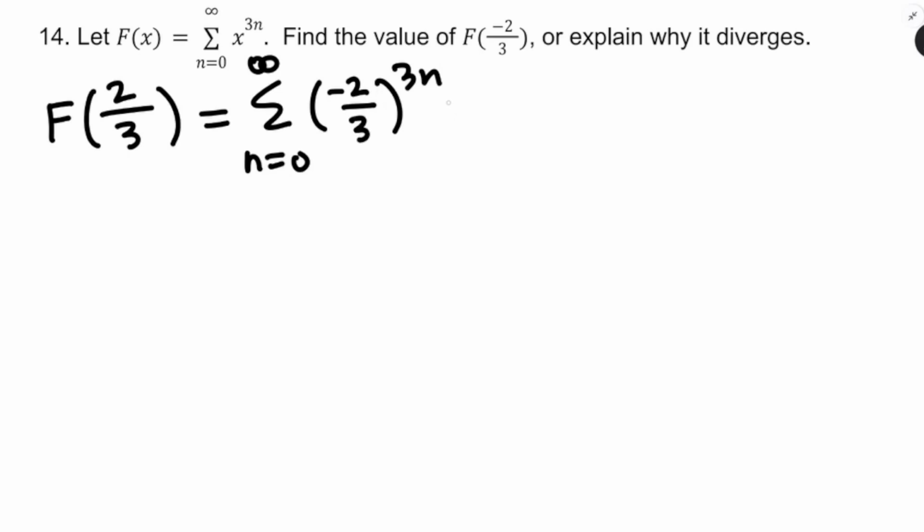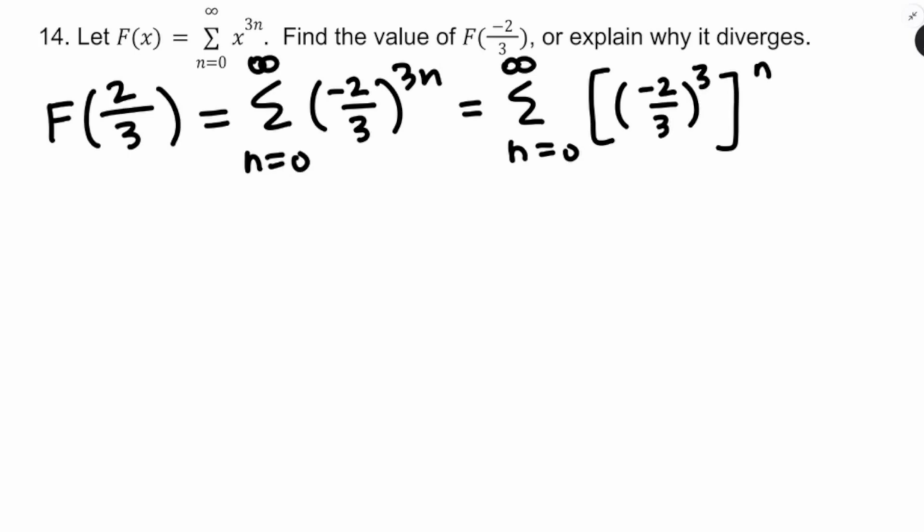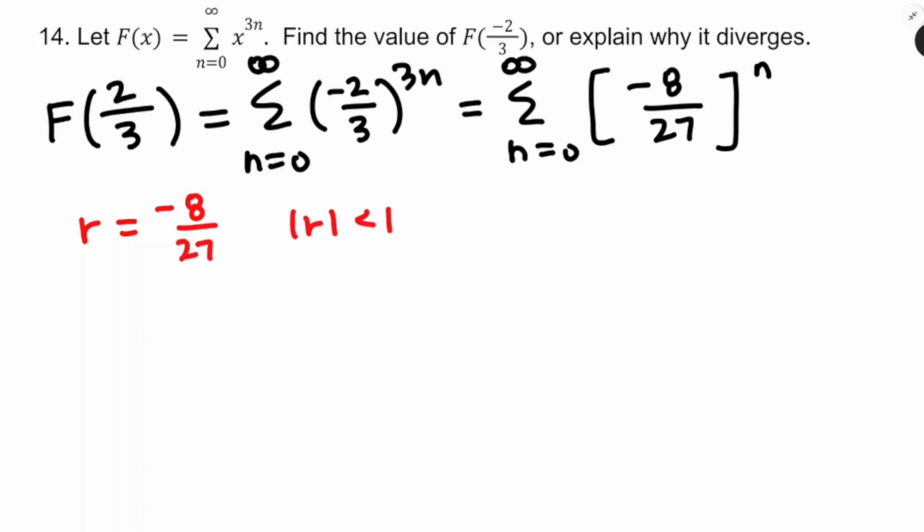That's the same based on what we saw in the last example: the actual ratio is going to be negative 2/3 to the third. Now we can do that: take negative 2 to the third and 3 to the third, so that's negative 8 over 27. The common ratio is negative 8 over 27. The absolute value of the ratio is less than 1. That will give me convergence.